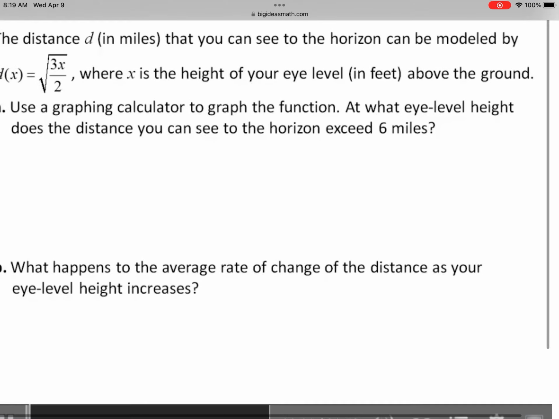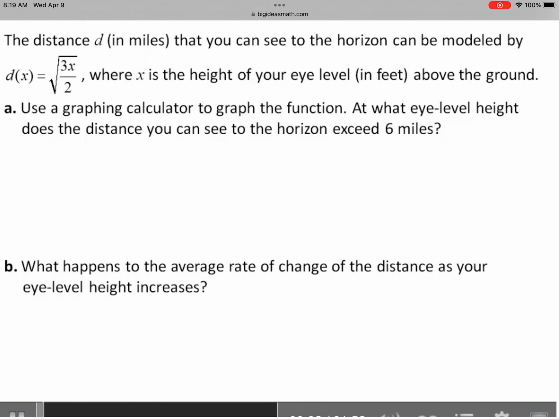The distance d in miles that you can see to the horizon can be modeled by d of x equals the square root of the quantity 3x divided by 2, where x is the height of your eye level in feet above the ground. Part A. Use a graphing calculator to graph the function. At what eye level height does the distance you can see to the horizon exceed 6 miles?